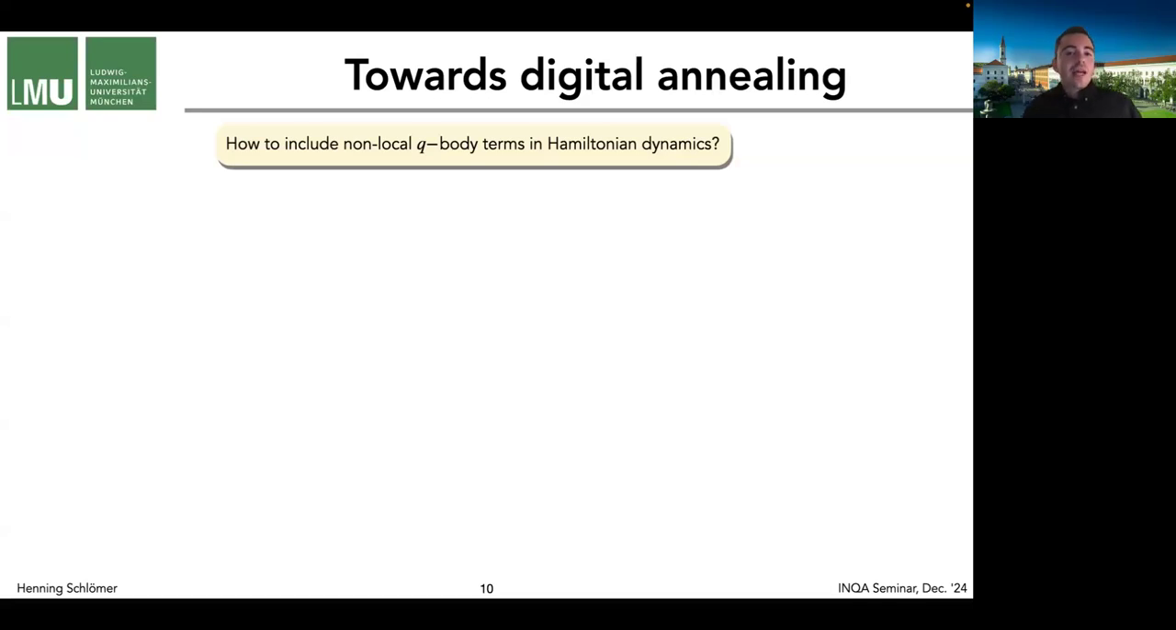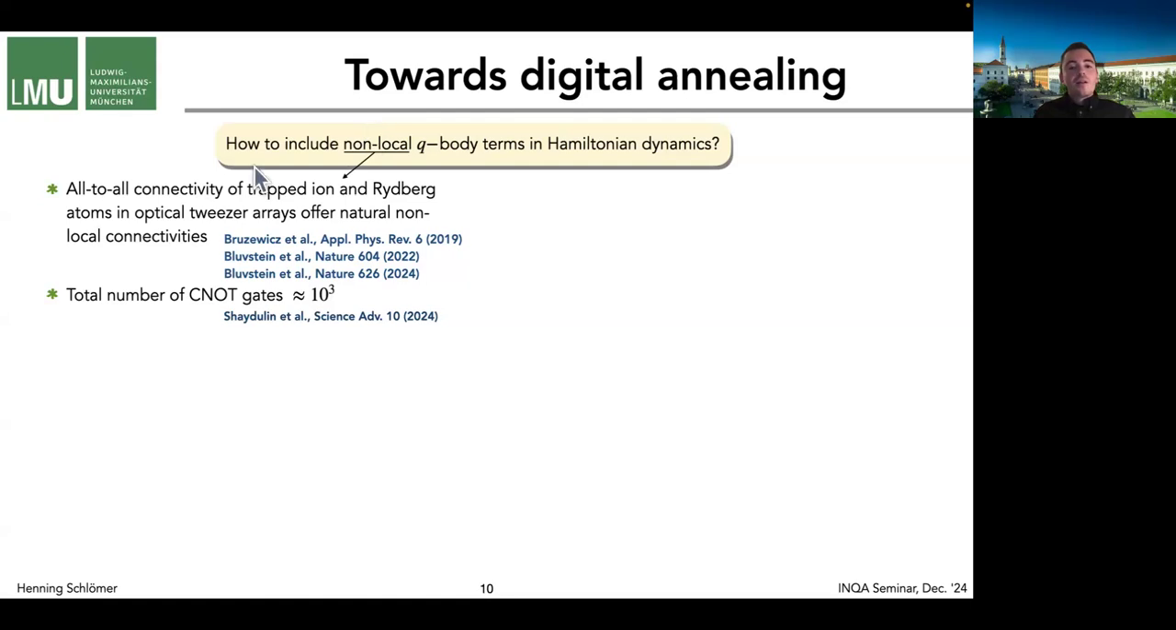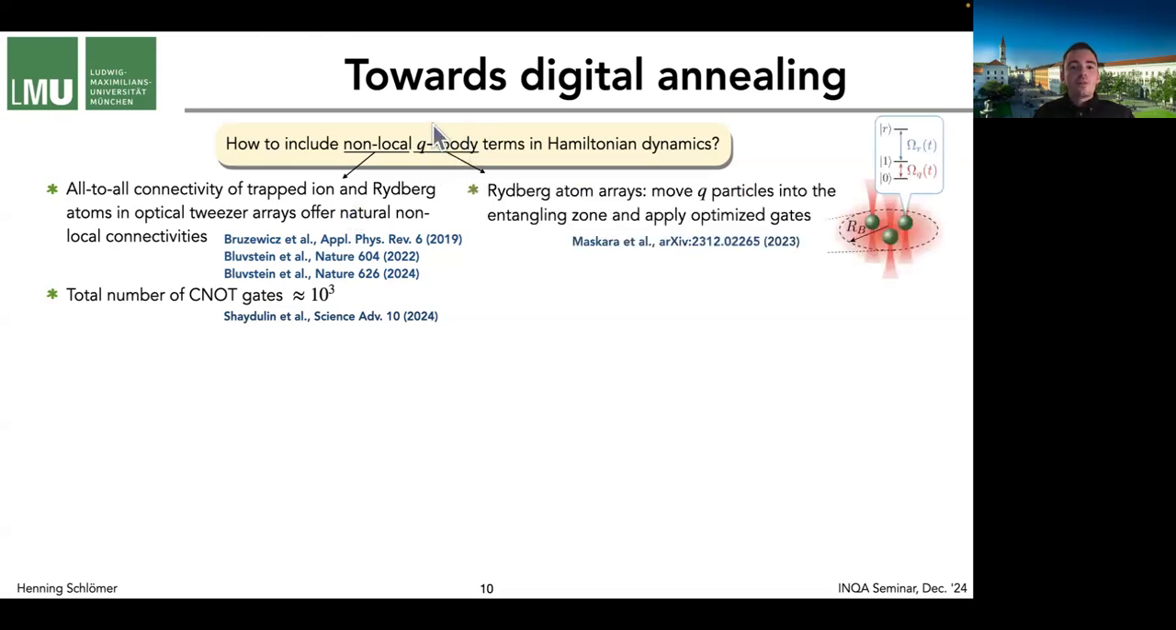Okay, so what are the challenges if we actually want to implement this in hardware? And there are two main challenges. The first one is that our interactions must be non-local, which can be done very nicely using the all-to-all connectivity capabilities of, say, trapped ions and Rydberg atom arrays. The other issue that we have to face is that we need these Q-body interactions. And here, very naturally, you can think of Rydberg atom arrays, where you essentially move multiple atoms into the same entangling zone, and then you shine some global laser light on them, whereby you implement this Q-body interaction sort of with a single gate.